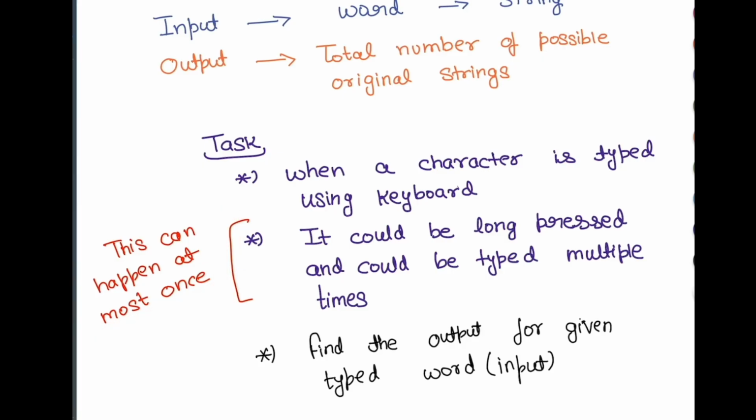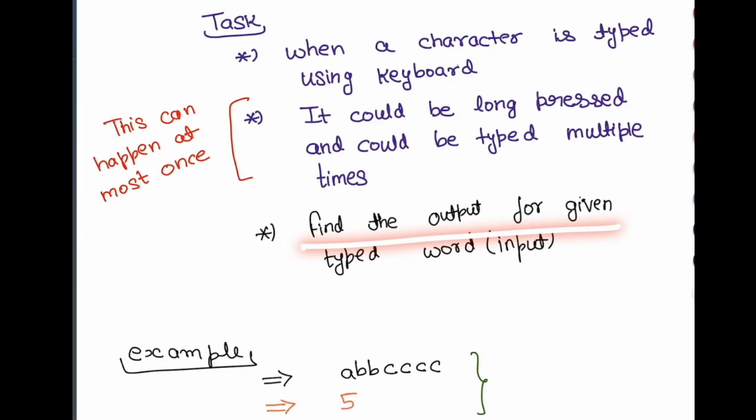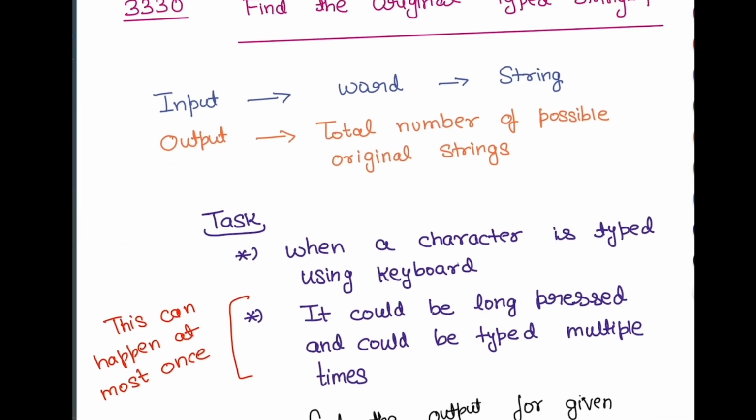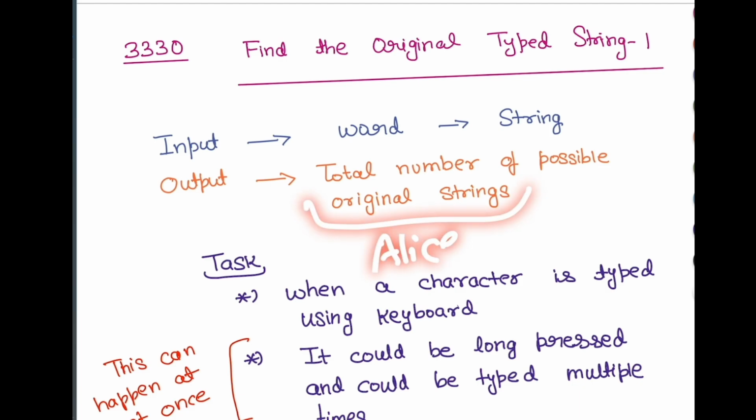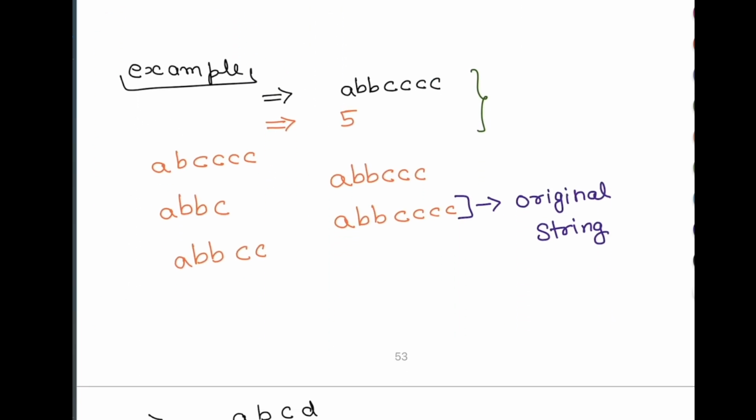At most once means maybe the mistake has not happened, and if the mistake has happened, it would have happened just for one character. Now we need to find the output for the given typed word which is given in the input, and the output we need to give is the total number of possible original strings which Alice was trying to type. Now let us try to understand the question more using some examples.